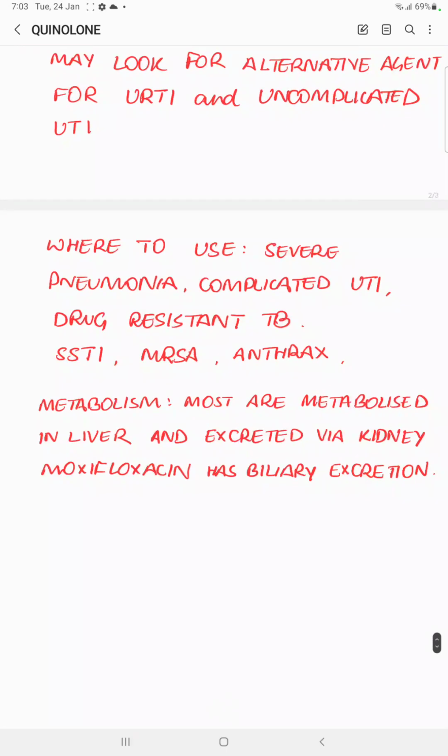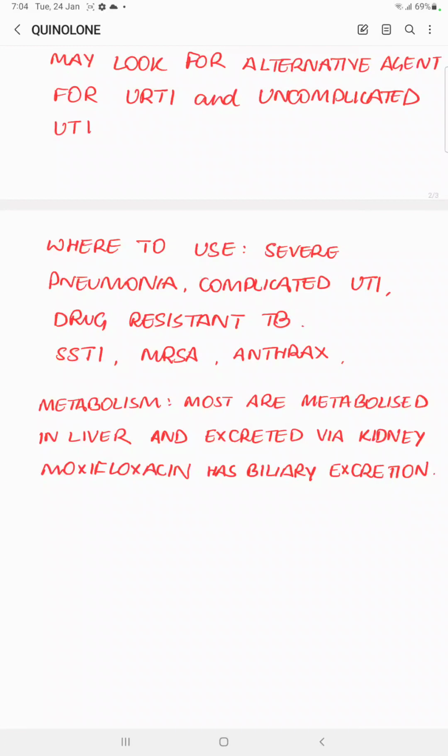Well, as per the IDSA guideline, the respiratory fluoroquinolones can be used as monotherapy even for severe pneumonia, for complicated UTI, drug-resistant TB, skin and soft tissue infection, MRSA infection, and for anthrax.